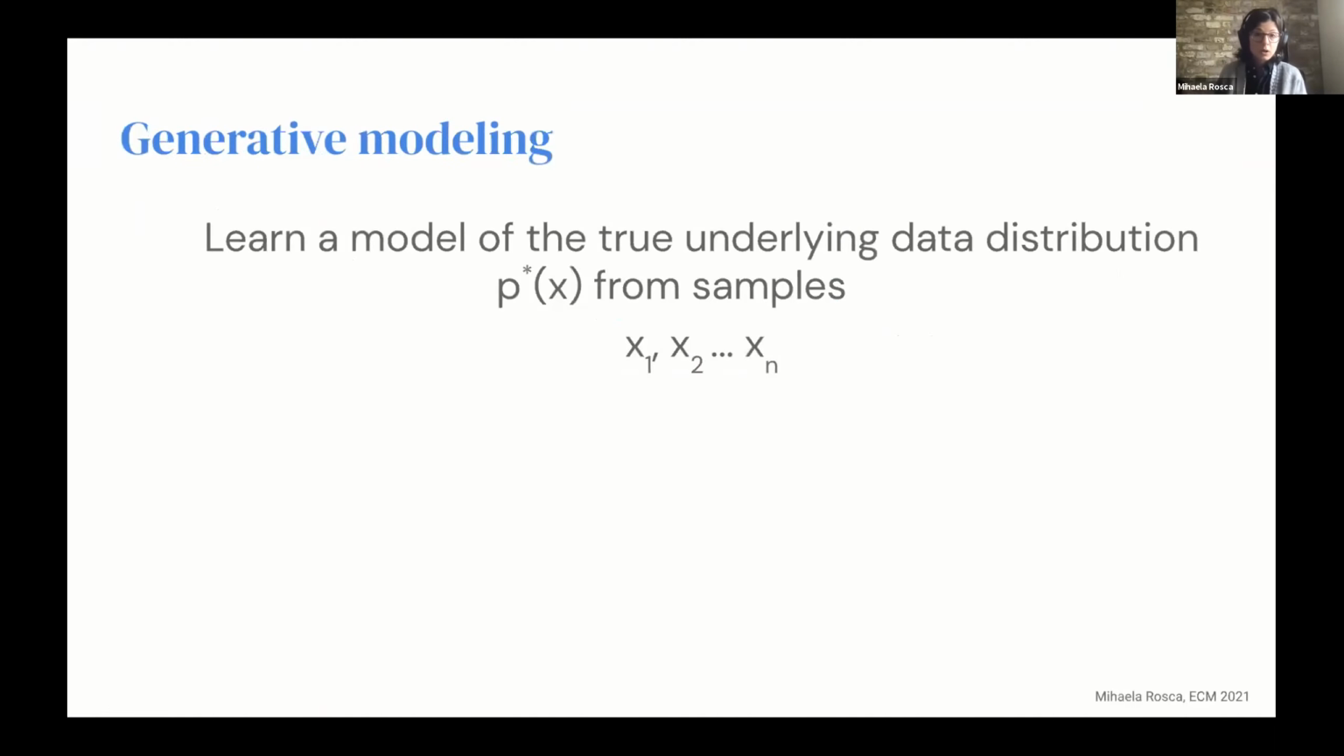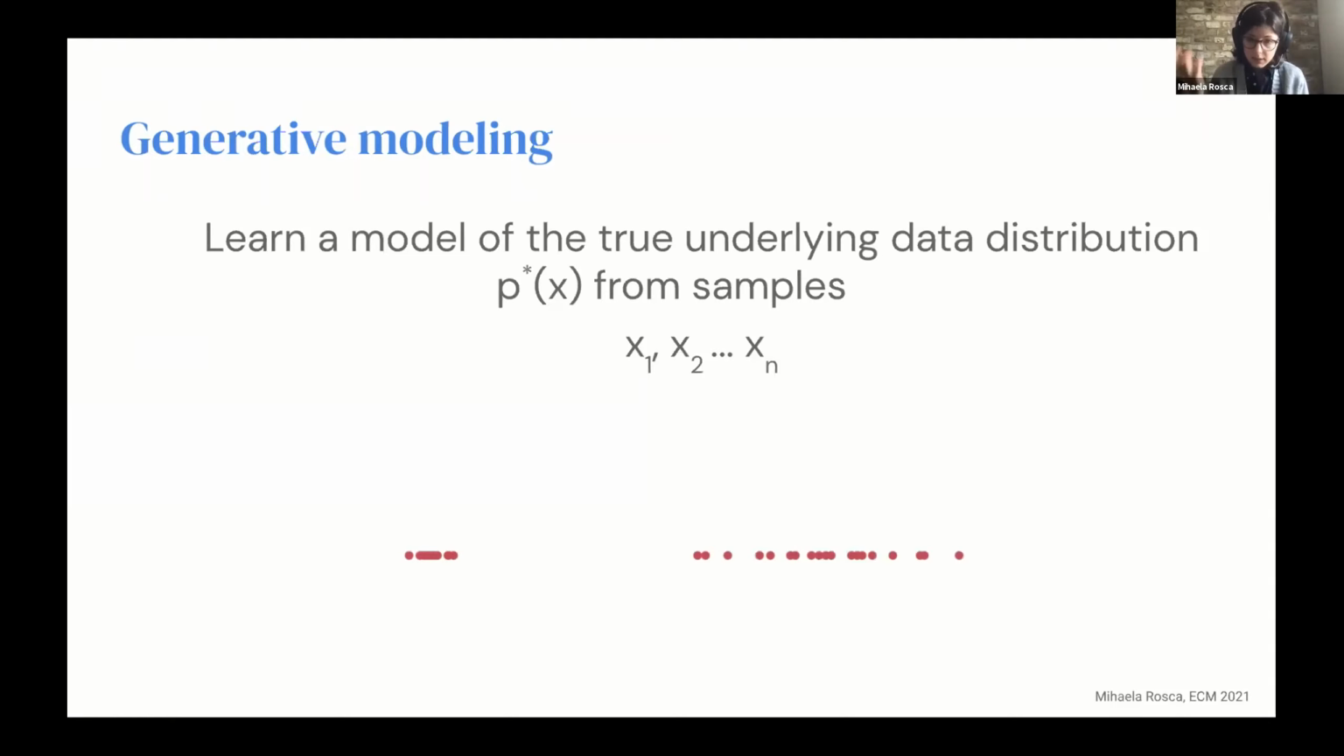So let's talk first about the problem statement. Throughout this talk, I'm going to try to look at approaches to solve the following problem. We're trying to learn a model of a true underlying and unknown data distribution P star of X from a set of samples that we have, which in machine learning we often call our data set. So we will have X1 up to Xn from our true data distribution. And what we want to do is to learn a model of this distribution.